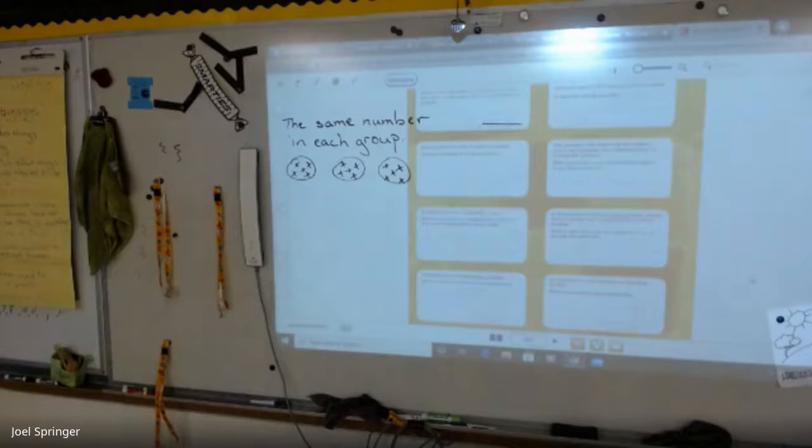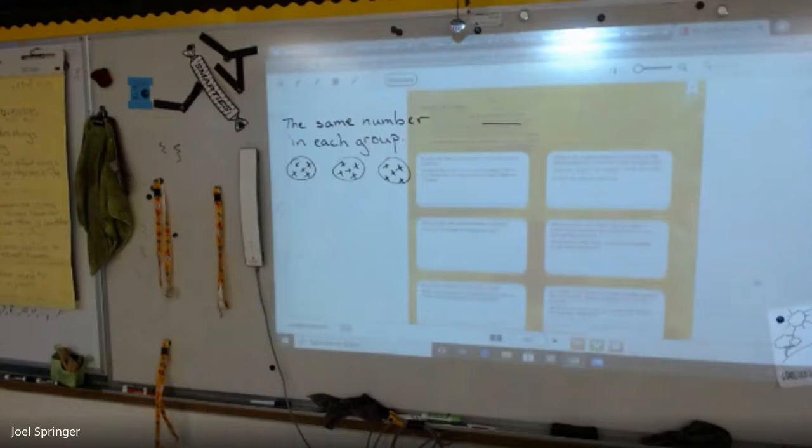Small groups with the same number of objects. Where do you put the same number of objects? Same basic idea.